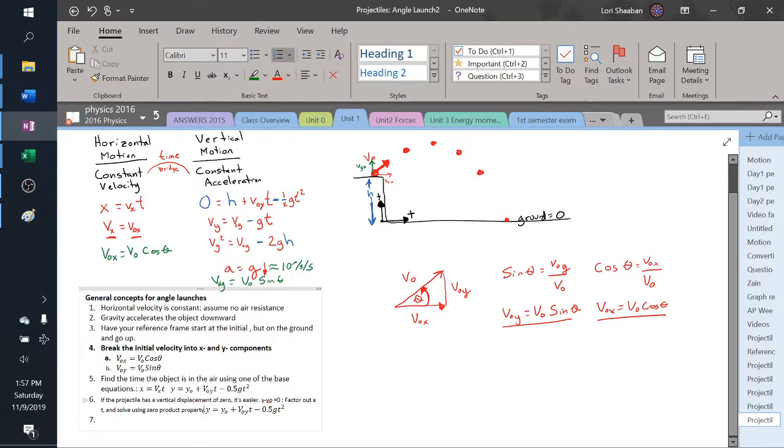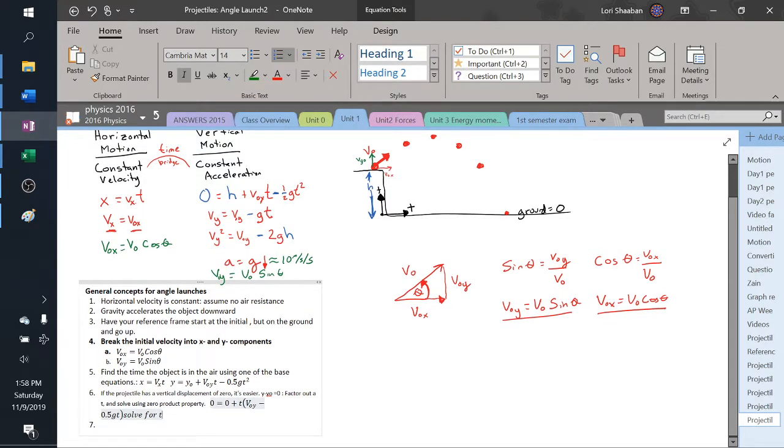Okay, so if their initial displacement is 0, then y minus y naught is 0. And you can factor out a t. Factor out one of these t's, there's still going to be one left over. And then you can solve for t. Okay, just to kind of give you a feel there.